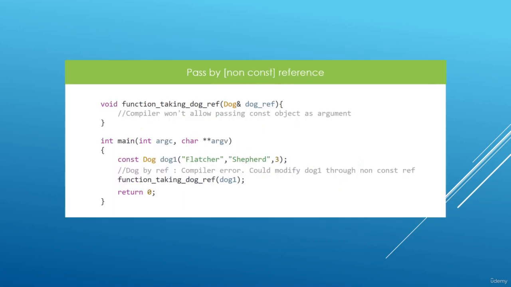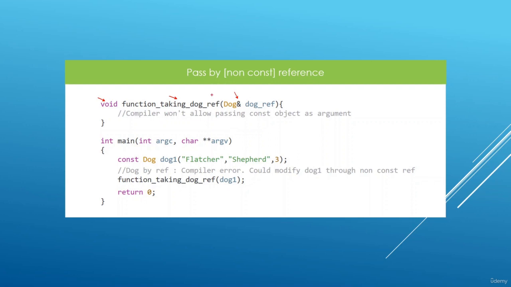So what if you pass by non-const reference? Here we have another simple example. We have function taking dog ref. It's not going to return anything, but it's going to take a dog object by non-const reference. Notice that we don't have a const in front of the dog parameter here. So this is a non-const reference.